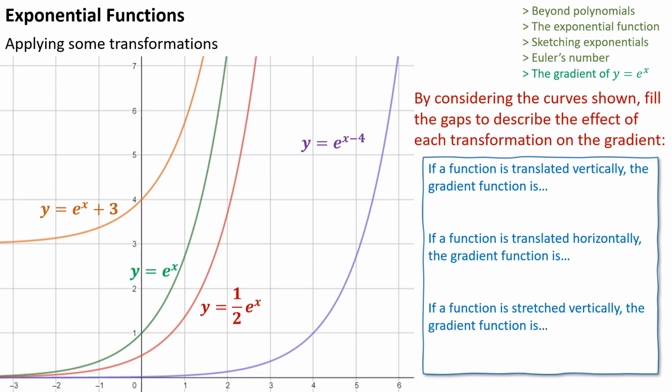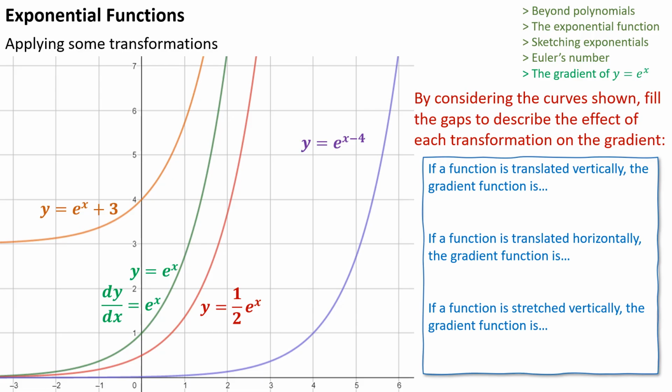So if I start with y equals e to the x, well, we know that dy by dx will be e to the x. What happens if we do some of these changes to the function? What will happen to the gradient function if we translate vertically? What will happen if we translate horizontally? And what will happen if we stretch vertically? Pause the video and write down your best guess for each of these. See if you can reason it out by looking at the curves themselves and working out what the gradient would be at different points.